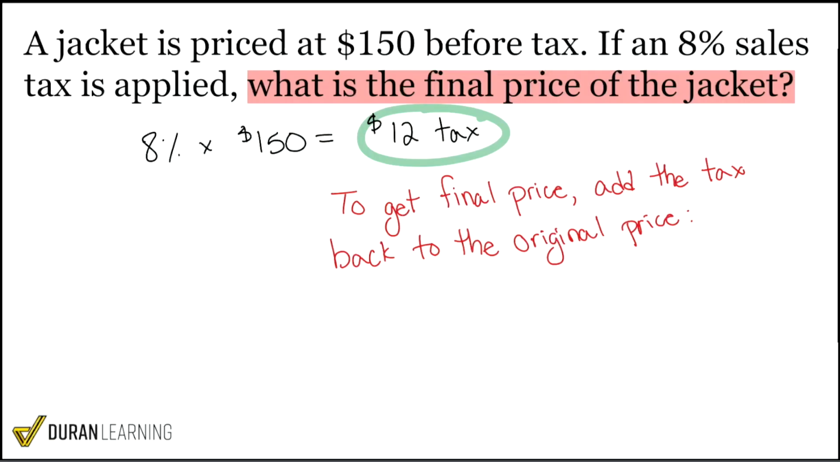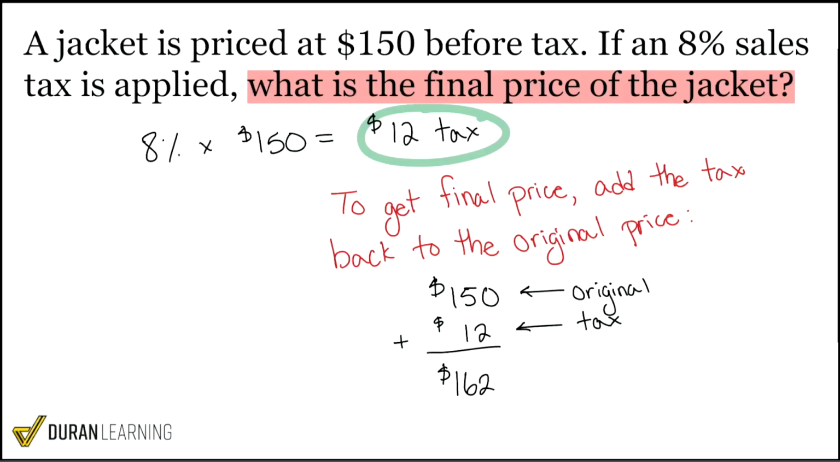So what that would look like is we have $150. That's the original. We're adding on top of that a $12 tax. Again, remember, taxes we add, not subtract. If you subtract trying to pay taxes, you will go to jail. So with that, we add that together and we get 162. And that is the final payment.